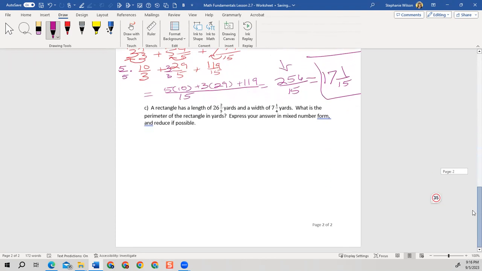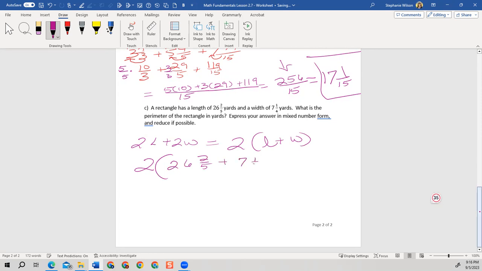This one here is a rectangle. Whenever we're finding the perimeter of a rectangle, you could do 2 times the length plus 2 times the width, or we can say 2 times, and then add the length plus the width. Okay, we could do that. So let's do that. So I get 2 times, and it's 26 2/5 plus the 7 1/4.